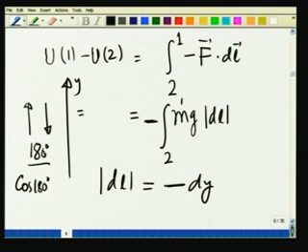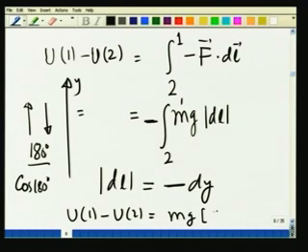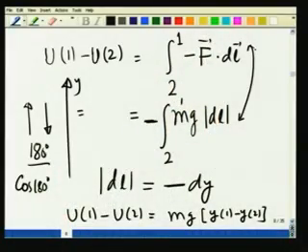Now, if you put in everything correctly, you get u1 minus u2 equal to mg(y1 minus y2), which is the negative of u2 minus u1. Correct answer. So, you see, you have to be careful in doing this. Always make sure that you are not double counting.